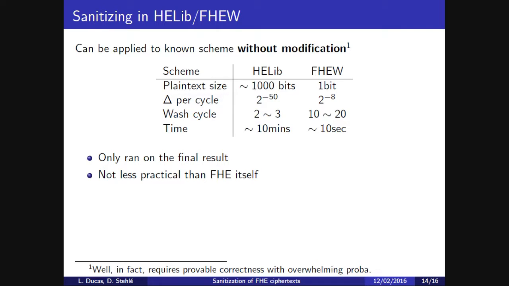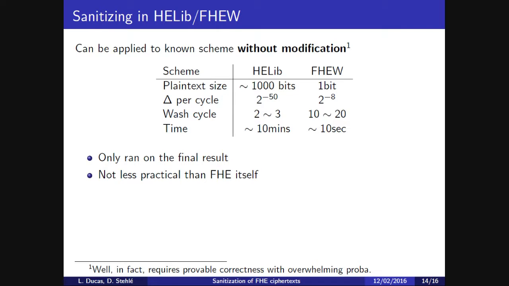You can actually decrease it by 2 to the minus 50 for HLib because they already have a very large bucket, and in FEW you have a much smaller bucket, but you can still go a bit further than just one half. So actually, how many wash cycles do you need to clean your ciphertext? Well, with HLib, you're just going to need 2 or 3 cycles, and with refreshing or bootstrapping taking 5 minutes, it gives you about 10 minutes to wash your ciphertext.